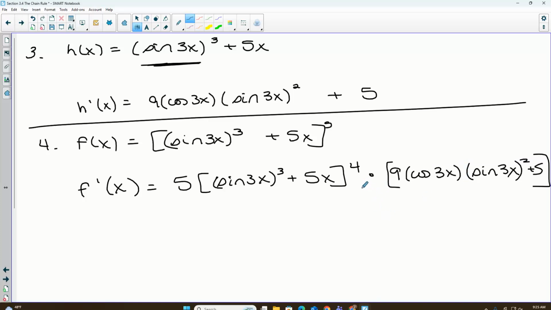So these 4 questions were really just illustrating how many times the chain rule can be used within a problem. The more complex your function gets, you might be using the chain rule over and over again within a problem, and that does happen. All right, any questions there? I want to give you guys some time to practice.